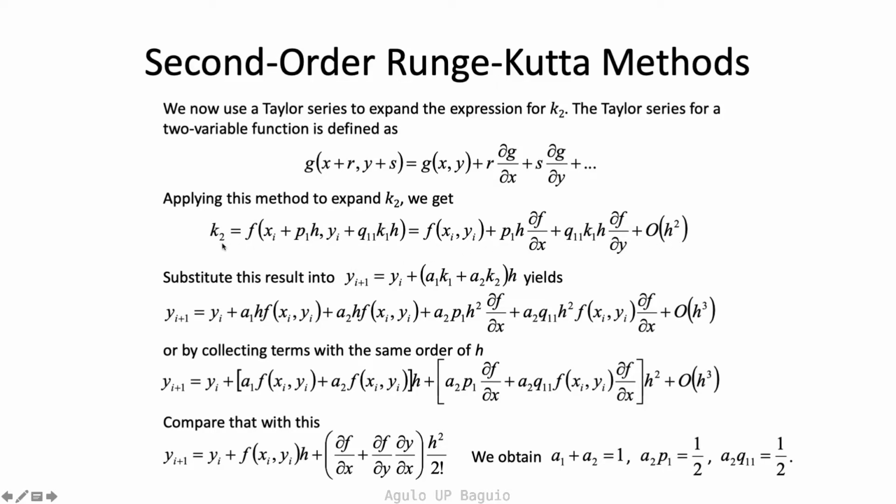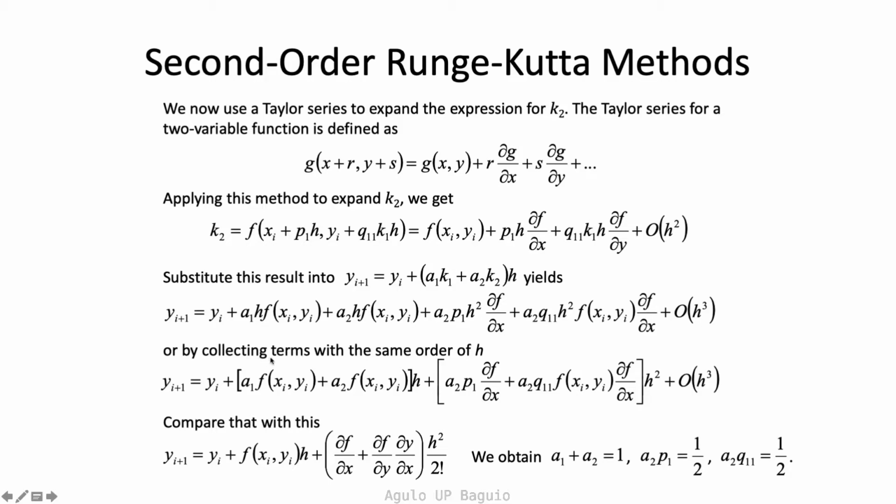Now that we know k2, we substitute k2 here and we substitute k1 here. Remember that k1 is just equal to f of x sub i, y sub i. So y sub i plus 1 is equal to y sub i, and that's what we have here: a1 times h times f of x sub i, y sub i, plus a2 h times f of x sub i, y sub i, plus a2 p1 h squared times the partial with respect to x of f, and then a2 times q11 k1 h squared times f of x sub i, y sub i times the partial of f with respect to y.